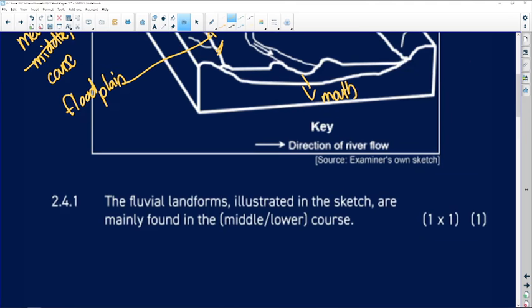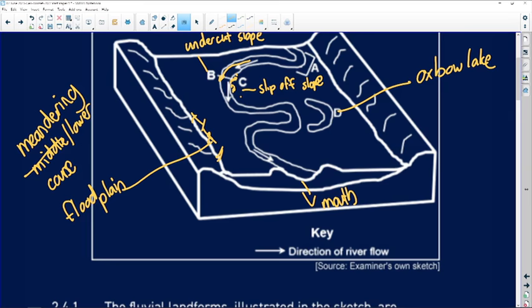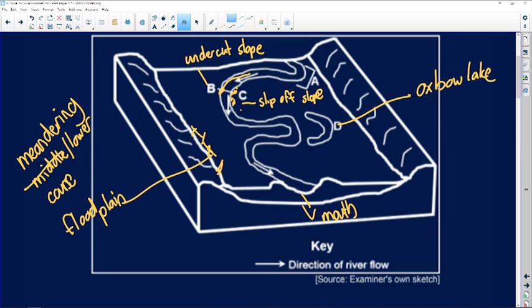The fluvial landforms illustrated in the sketch are mainly found, and we just answer that, in the lower course. The reason why I chose lower course is because we have the mouth situated over there, and there are more prominent landforms such as oxbow lakes that develop, big-sized meanders that also develop, and a well-established floodplain as well.